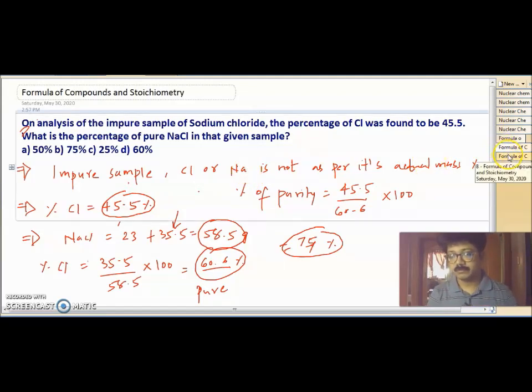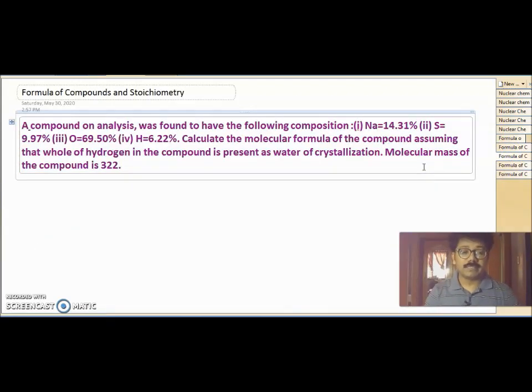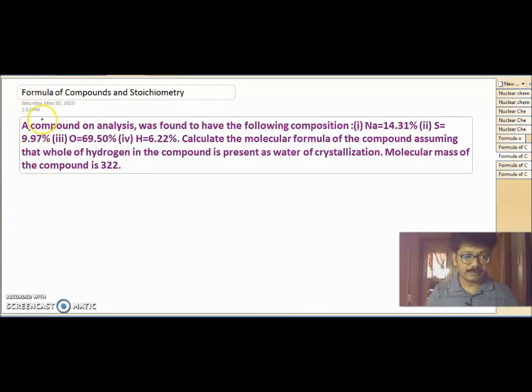Now let's go for the third one. A compound on analysis is found to have the following composition. The percentage composition is given, and they are asking to find the molecular formula. Now see, it is a simple numerical of empirical formula and molecular formula.